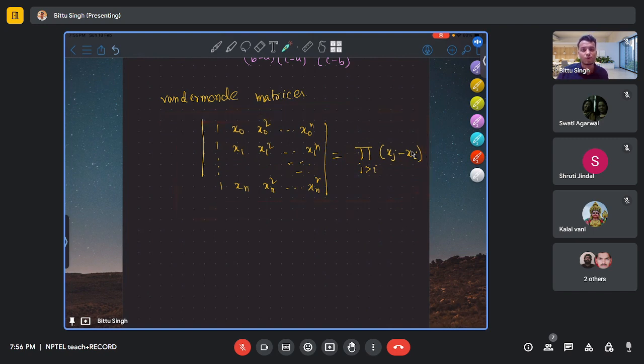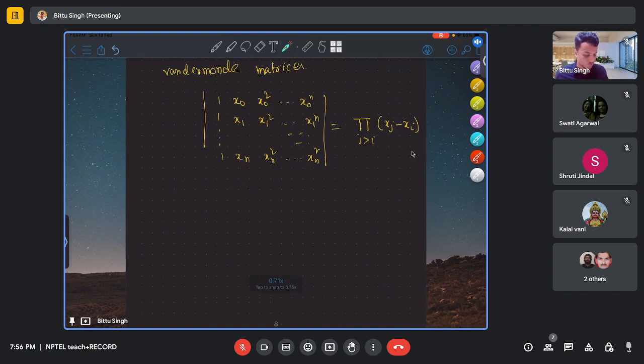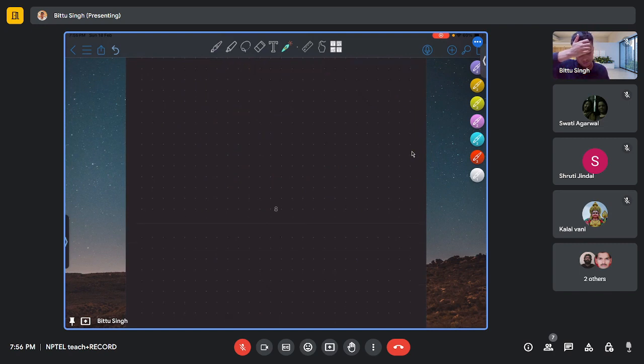Or there is another way to prove this by induction. Using induction, you can assume up to n minus 1 step, and then you can conclude about the nth step. You can try this problem also. Let us try another problem.